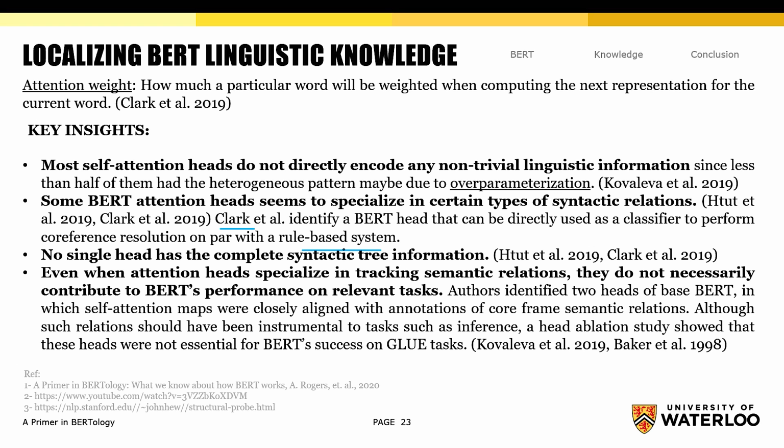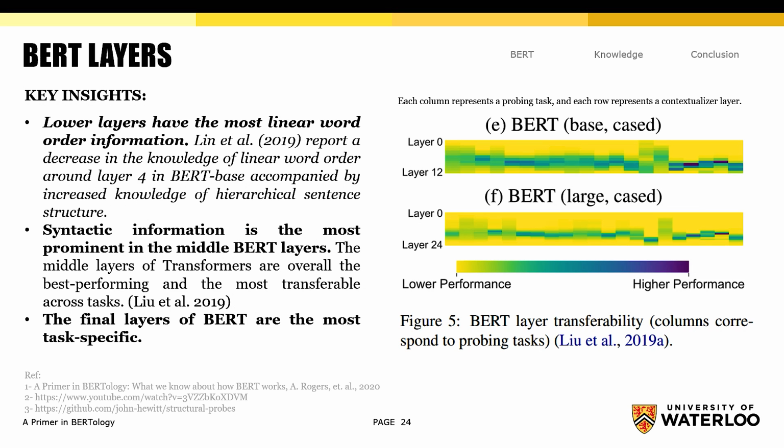In BERT, lower layers have the most linear word order information, and syntactic information is the most prominent in the middle BERT layers. It is interesting to note that the middle layers of transformers are overall the best performing and the most transferable across tasks. As you can see in the right figure, each column is a probing task, and each row represents a contextualizer layer, in BERT base and in BERT large. It is obvious that almost always the performance using the middle layers is much better than even the last layers or the first layer.